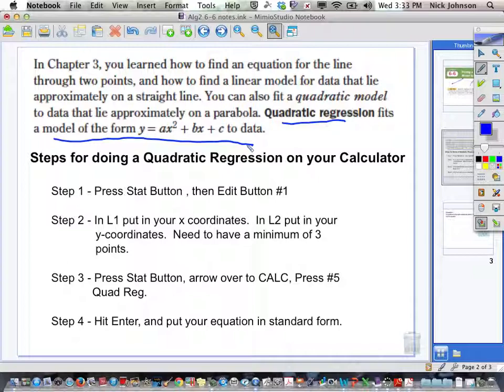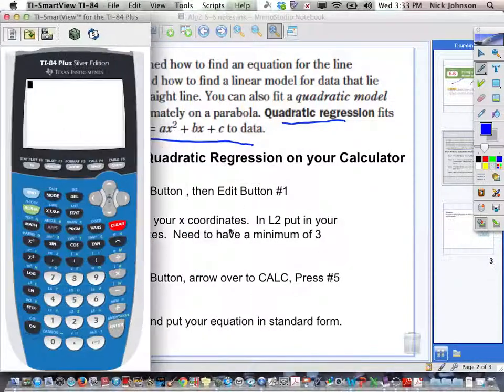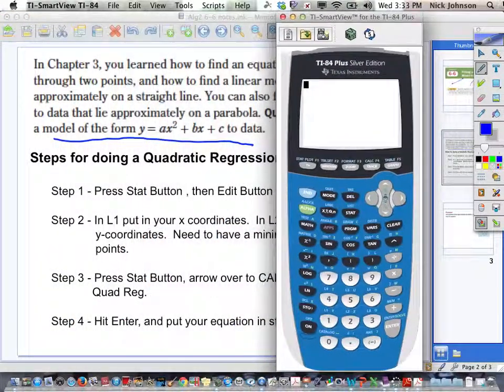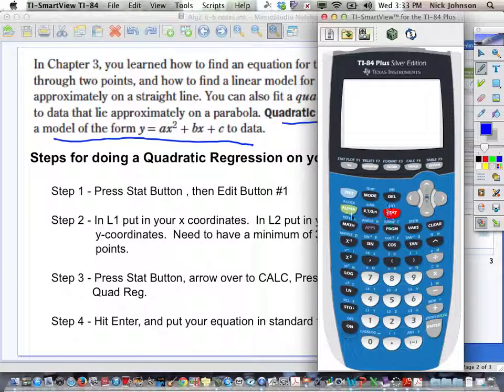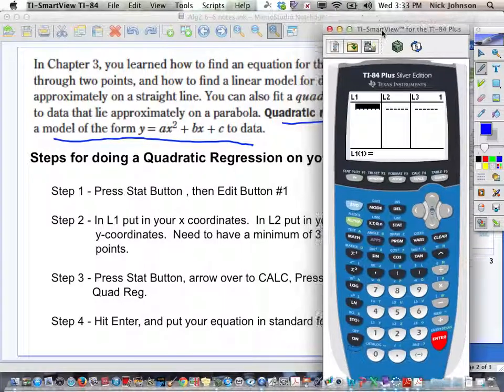Steps for doing quadratic regression on your calculator. Your first step is to press the stat button, then edit, which is number 1. Step 2 says in L1, put your x coordinates. So in this column right here, we would put our x coordinates. In L2, put in your y coordinates.